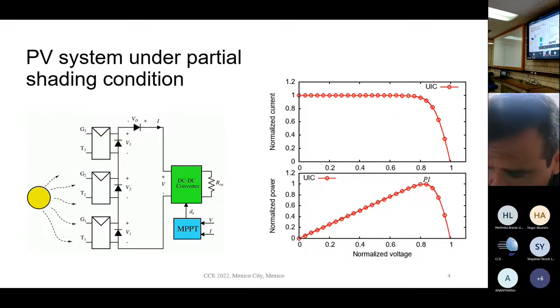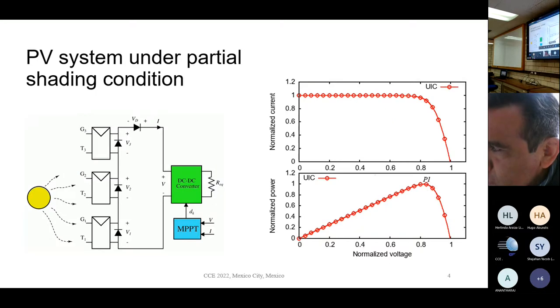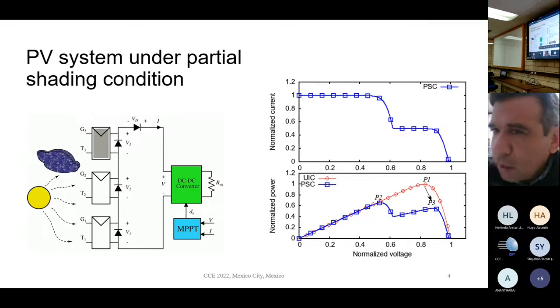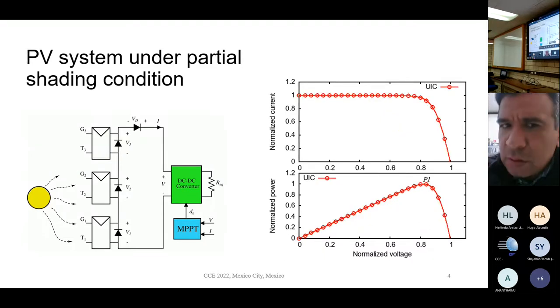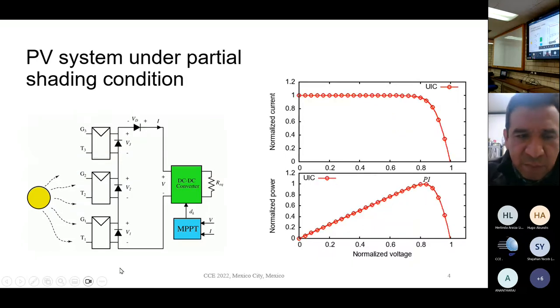Your work is quite popular because MPPT algorithms have received a lot of attention in the literature. I was wondering about the implementation issues and also about artificial intelligence techniques. What about that approach and your possible implementation, and specifically, is that possible here in Mexico City? Yes, it's possible to implement every maximum power point algorithm, including alternative algorithms.